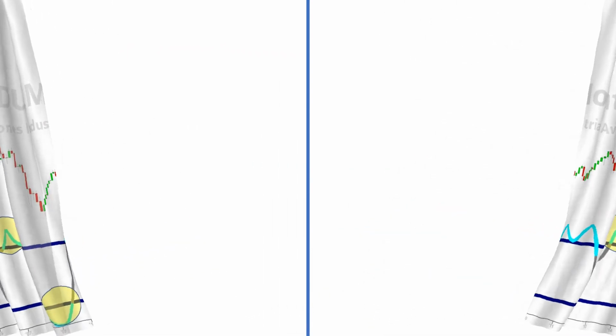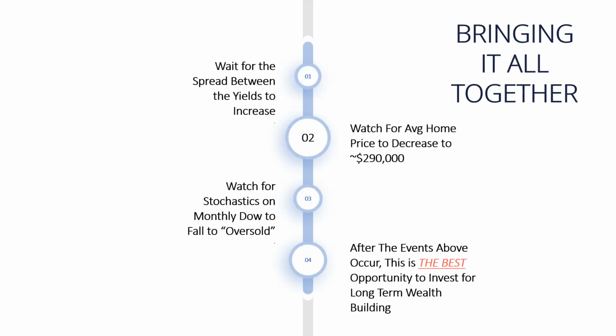So we need to bring this all together. And so that's what we're going to do here. So bringing it all together, what we want to do is we want to wait for the spread between the yields to increase. Remember, I showed you the slide and I said that we wanted to see it go from a negative value back to a positive value, and only after then do we typically see historically a recession take place.